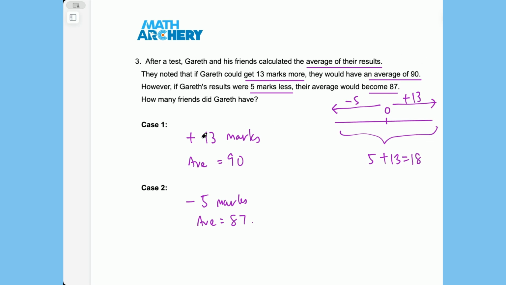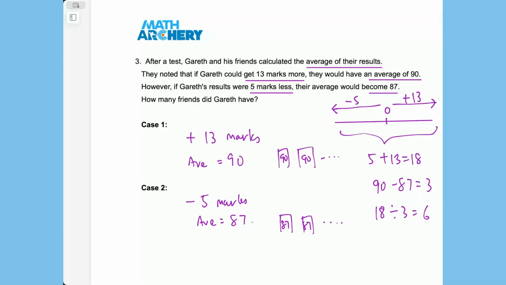Now the second thing is for the first case, everybody gets 90. 90, 90. But for the second case, everybody only gets 87. So what's the difference between the average of the first case and the second case? The difference is 90 minus 87, which is 3. So how many 3s are there in this 18? So you take 18 divided by 3, which is 6.